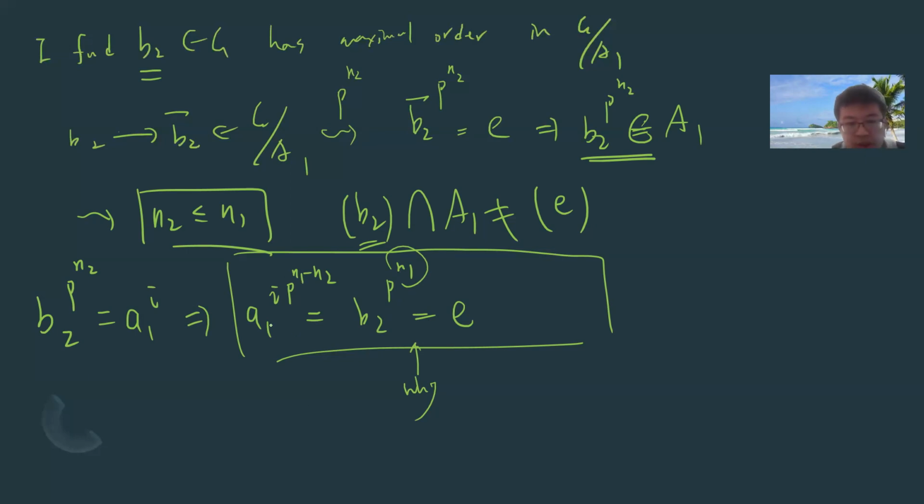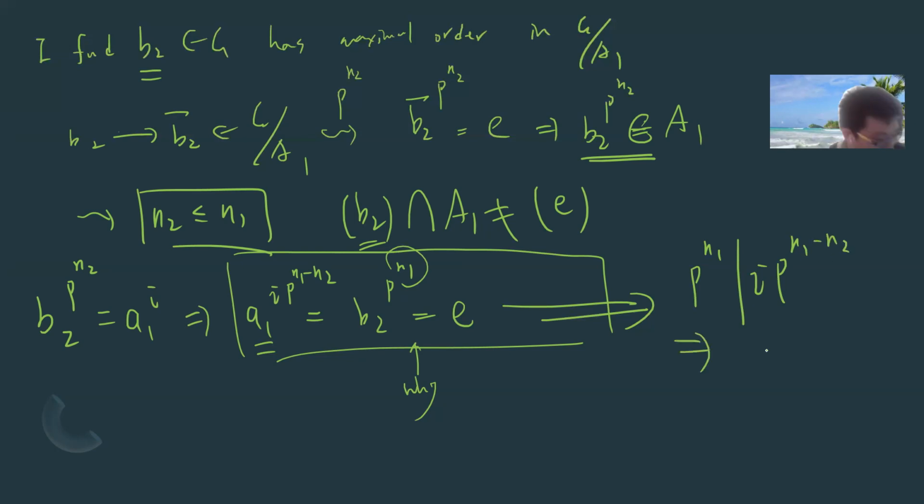But what does this mean? This means that a1^(i p^(n1-n2)) is identity, right? But a1 has the maximum order, so the order of a1 is p^n1. So that means p^n1 divides i p^(n1-n2). So this condition tells me that p^n2 must divide i. So I can write i equals j times p^n2, where j is some integer.